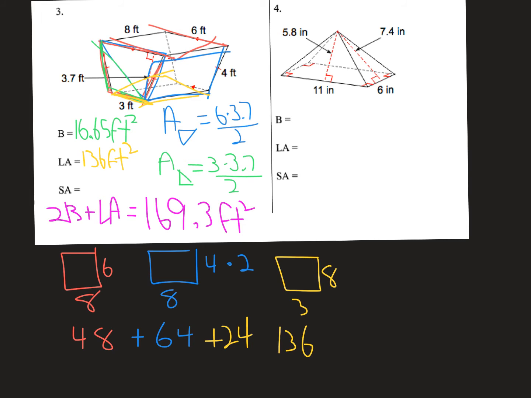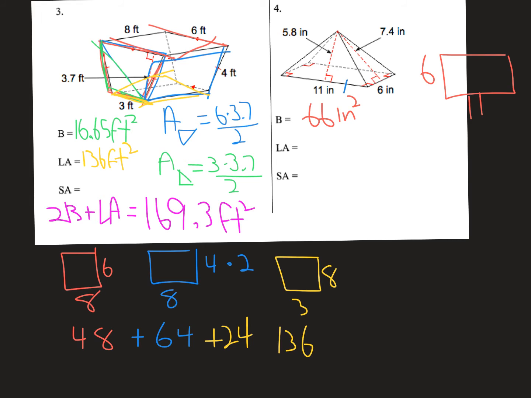For this pyramid, this is a rectangular pyramid. I almost said square pyramid. I've got to find the area of that rectangle. That's just 6 times 11, which is 66 inches squared. For the lateral area, I've got to find some triangles.